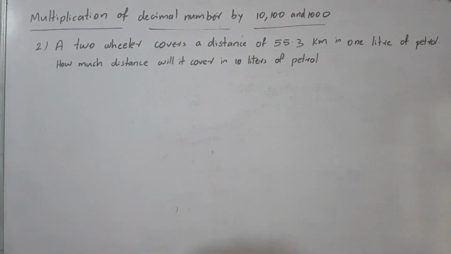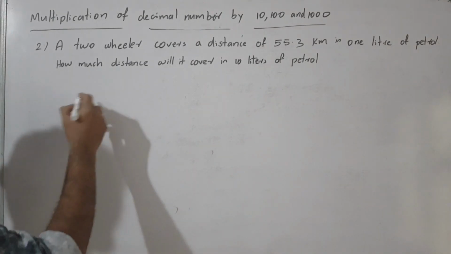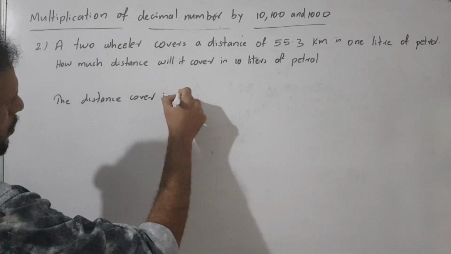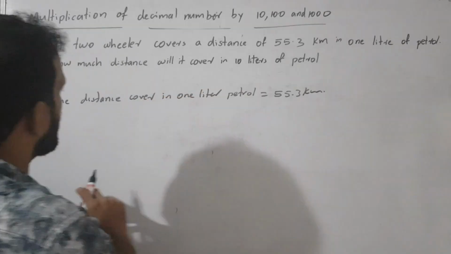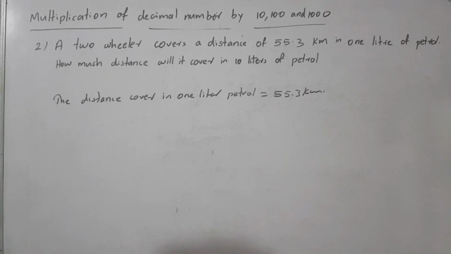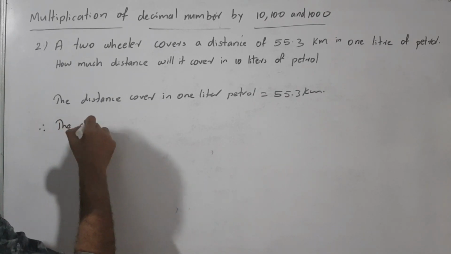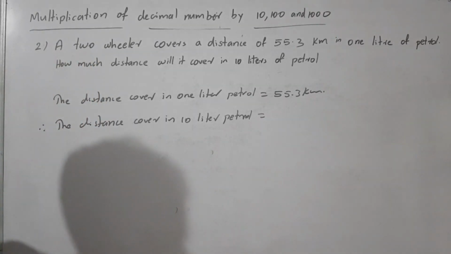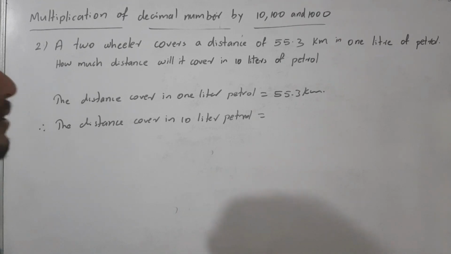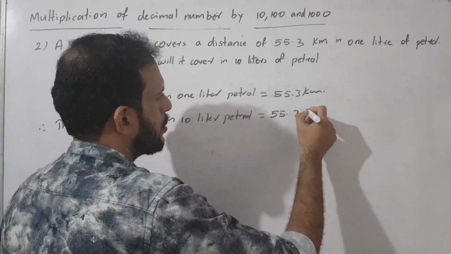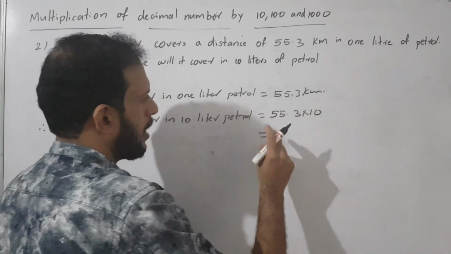The distance covered in 1 liter of petrol is equal to 55.3 kilometer. Therefore, the distance covered by 10 liters of petrol is equal to 55.3 into 10. Then how to write?